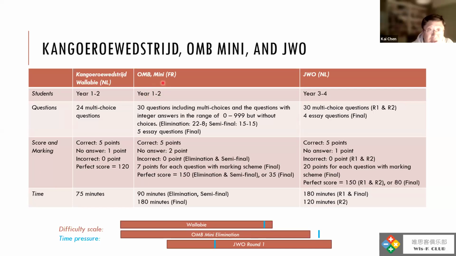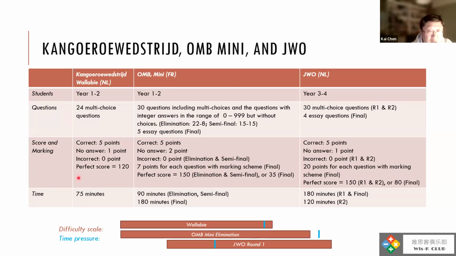The students in the French-speaking area can also participate in the OMB mini level, also the students living in Brussels, I think. And for the Dutch-speaking part, for years 3 to 4, there is the JWO, the Junior Wiskunde Olympiad. But if you're in years 3 and 4 in the French-speaking area, you also have the OMB, not mini, but the MIDI edition.